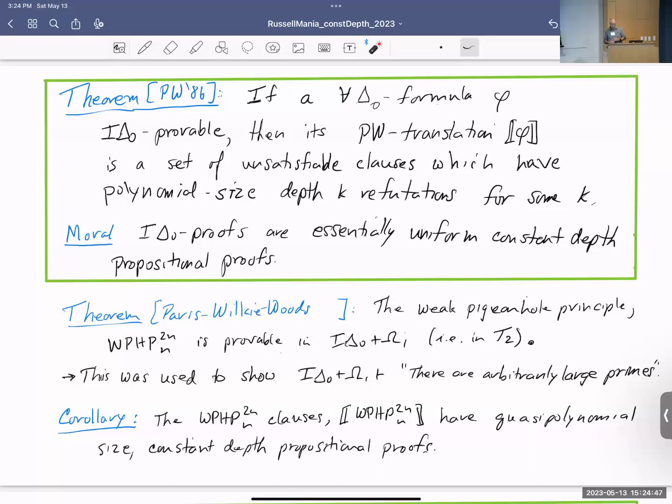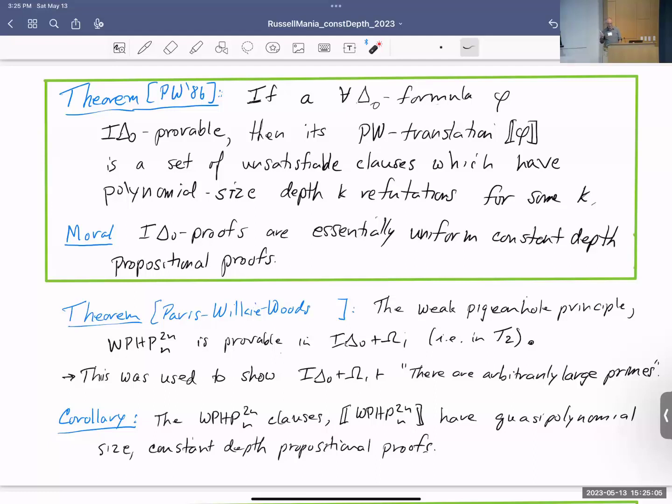Paris-Wilkie-Woods. I was going to look up the year and didn't fit it in there, that's why it's a blank space there. The weak pigeonhole principle, which just says you can't have a one-to-one mapping from 2n pigeons into n holes, is provable in IΔ0 + Ω1, also known as the theory T2.